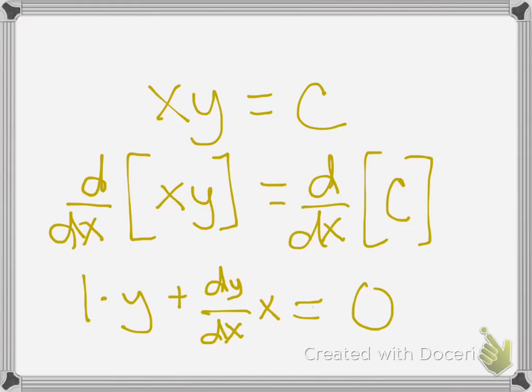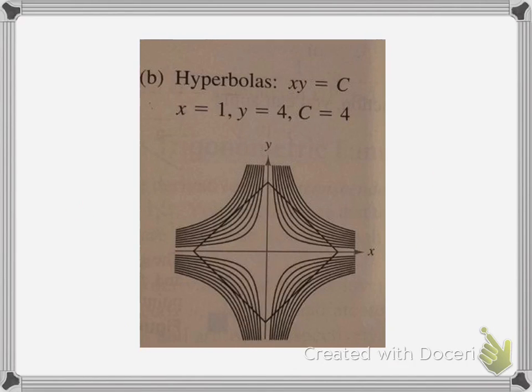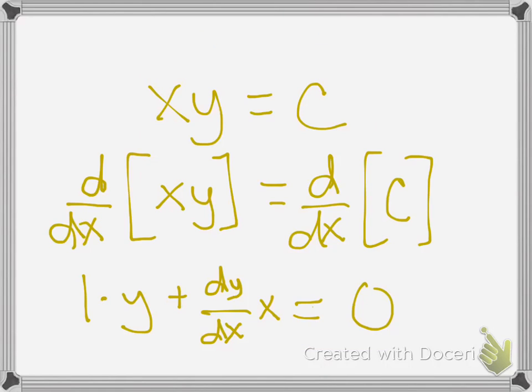Now again, all we have to do is find dy over dx for these particular values, and the values were that x equals 1 and y equals 4. The fact that they gave you c equals 4 is irrelevant because c was a constant, and so it doesn't end up in our relationship involving dy over dx anyway. So now I just got to plug in 4 for y and 1 for x.